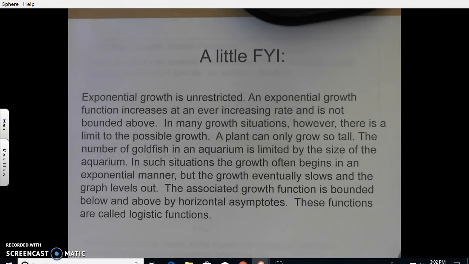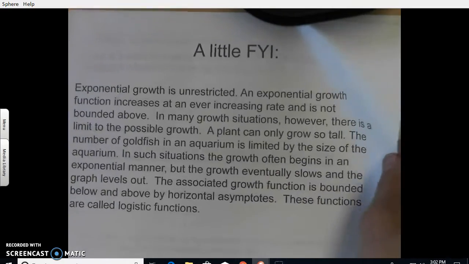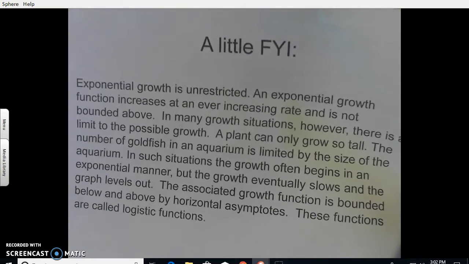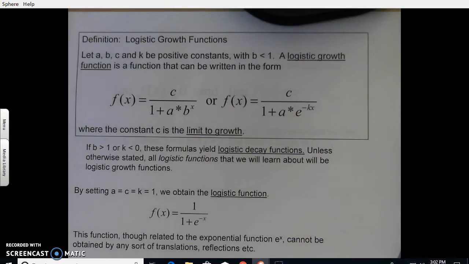A plant can only grow so tall. The number of goldfish in an aquarium is limited by the size of the aquarium. In such situations, the growth often begins in an exponential manner, but the growth eventually slows and the graph levels out. The associated growth function is bounded below and above by horizontal asymptotes. These functions are called logistic functions. You guys do not have to write all of that down. I just wanted to explain to you where logistic functions came from.